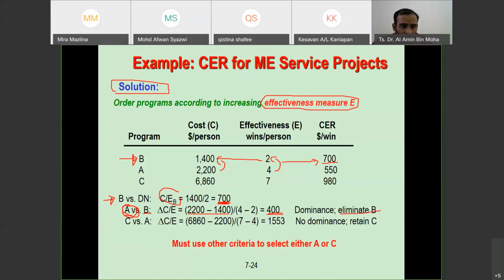Next, C challenges A. When we do the incremental analysis for CE, this one is larger, so A is larger than C. So it's not dominant, and C is still retained. So we still have A and C as the final answer. We conclude A and C. But if they need to choose just one more, then they need to use different criteria. But for this case, A and C are retained.